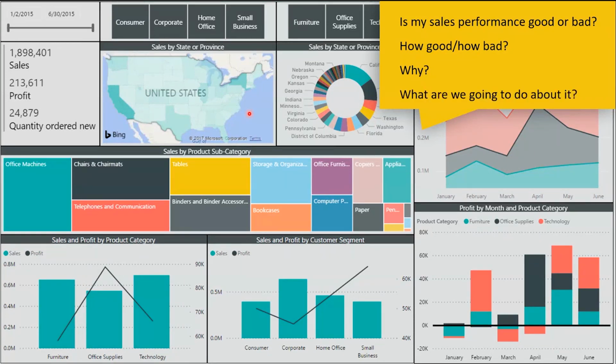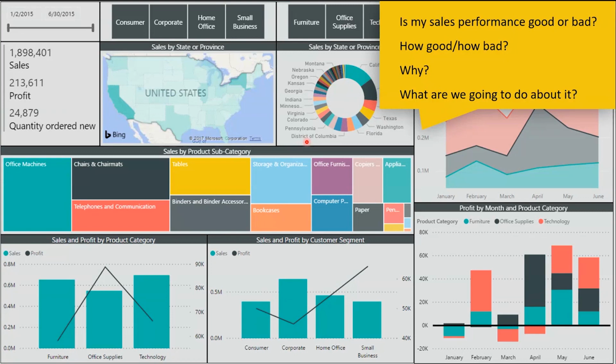And then the last question. So these are the four key questions that your dashboard or your report needs to answer, right? What are we going to do about it? Right? And here I have no idea. I don't even understand what the true performance is. How can I plan any action? How can I act upon this?